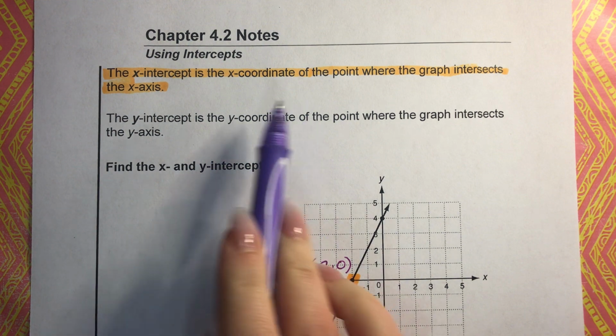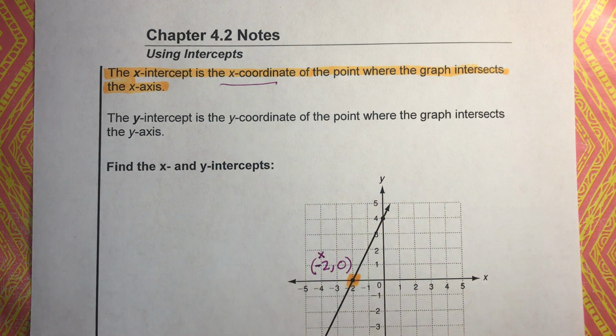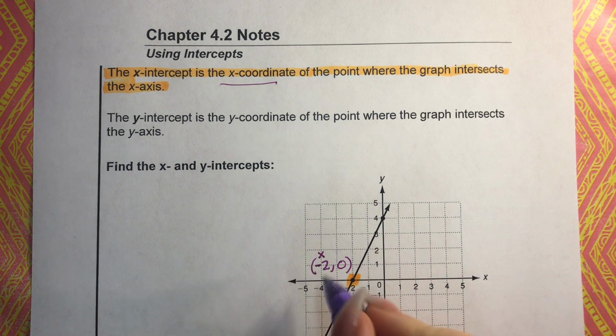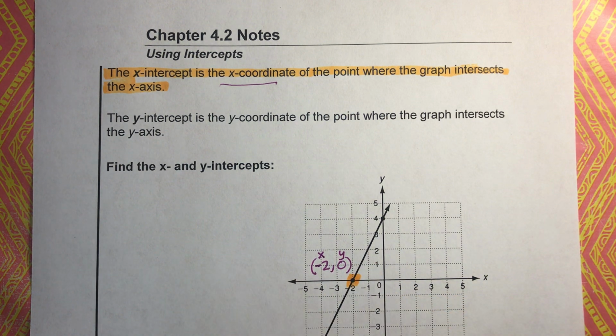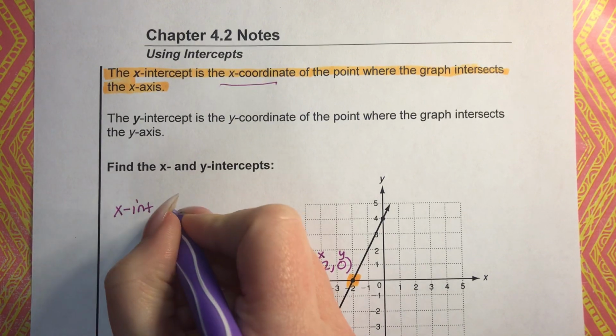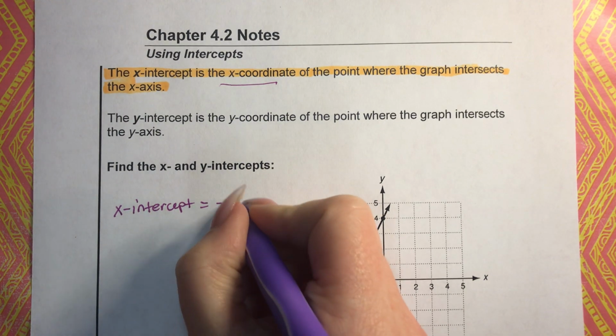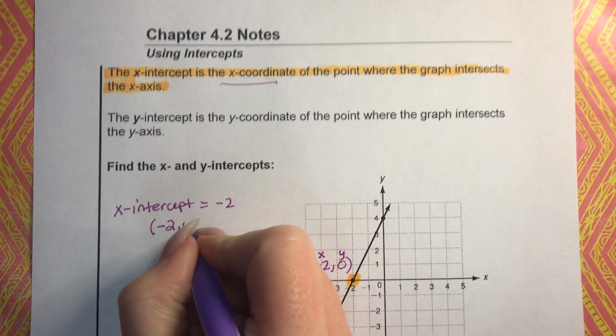It says the x-coordinate of the point. The x-coordinate is x, right here, it's -2. And this is the y-coordinate right here, which is 0. So when it says find the x and the y-intercepts, the x-intercept equals -2, and it is at the point -2, 0.